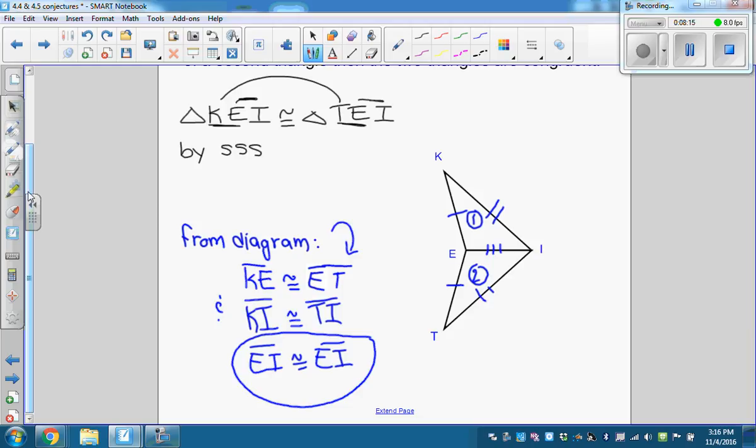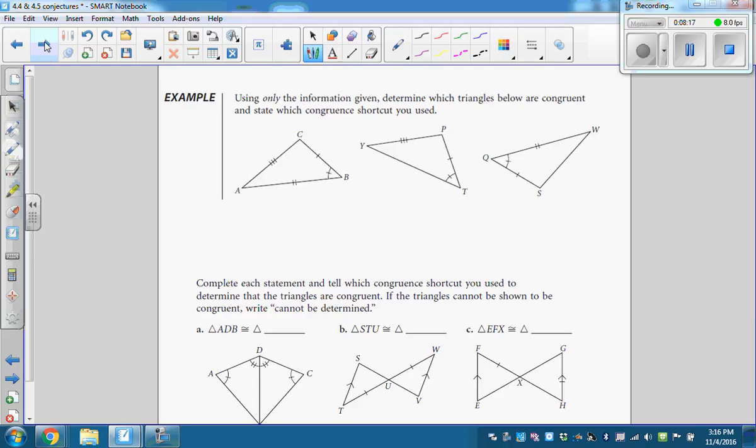Not very complicated. Some of the pictures get harder. Okay, so reading the directions, using only the information given. That means you can't assume anything.